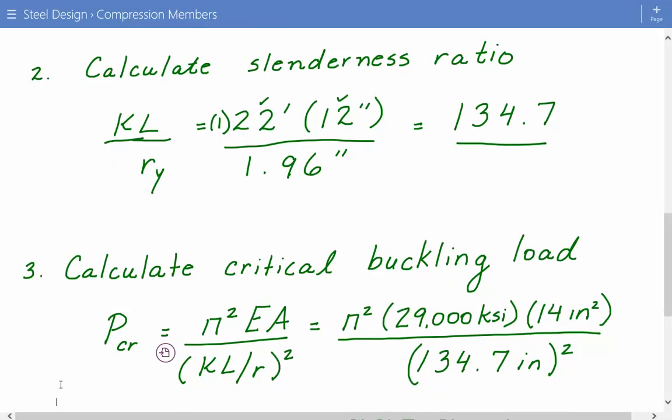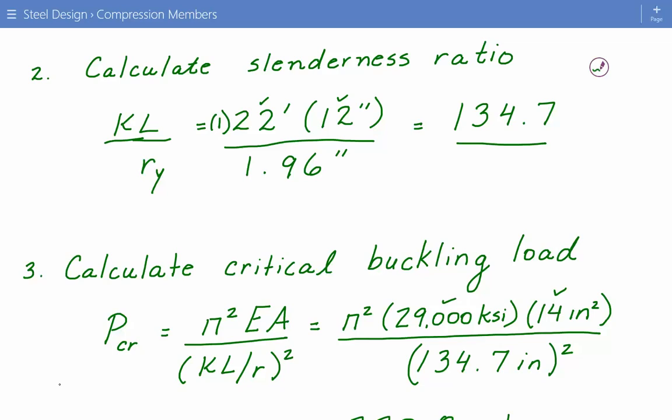Once we have the slenderness ratio, we can calculate the critical buckling load, and this is equal to pi squared times E times the cross-sectional area. E is the Young's modulus times cross-sectional area divided by the slenderness ratio squared. So we just plug in the numbers. Pi squared times 29,000 ksi times 14.6 inches squared is our area, and divide that by the slenderness ratio, 134.7, and we square that value.